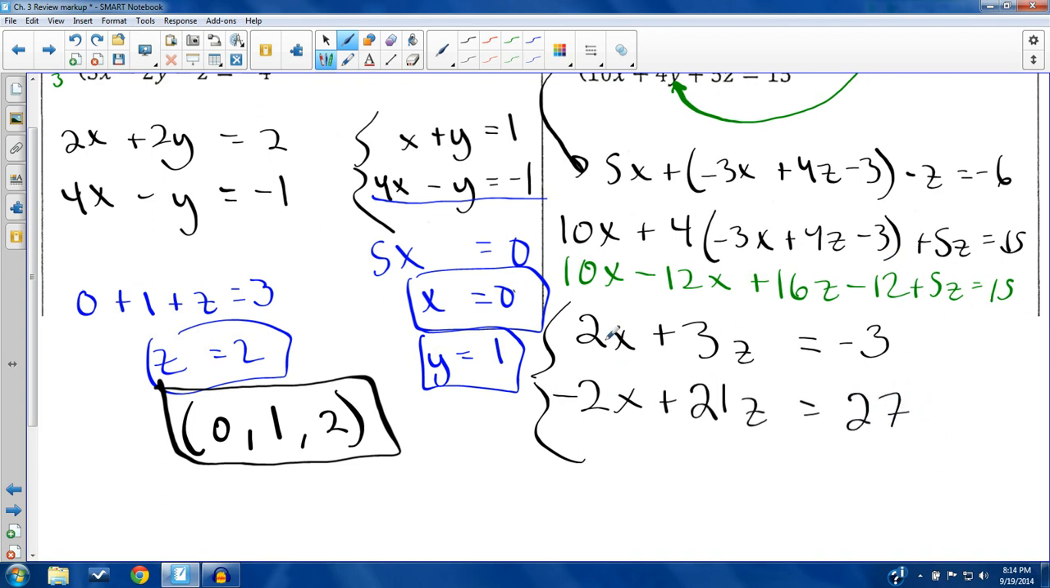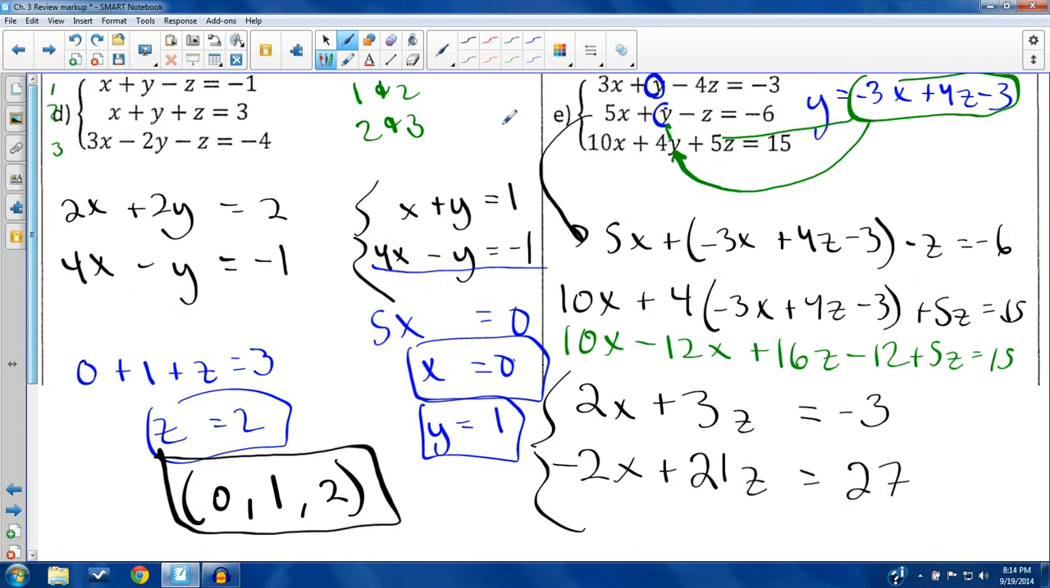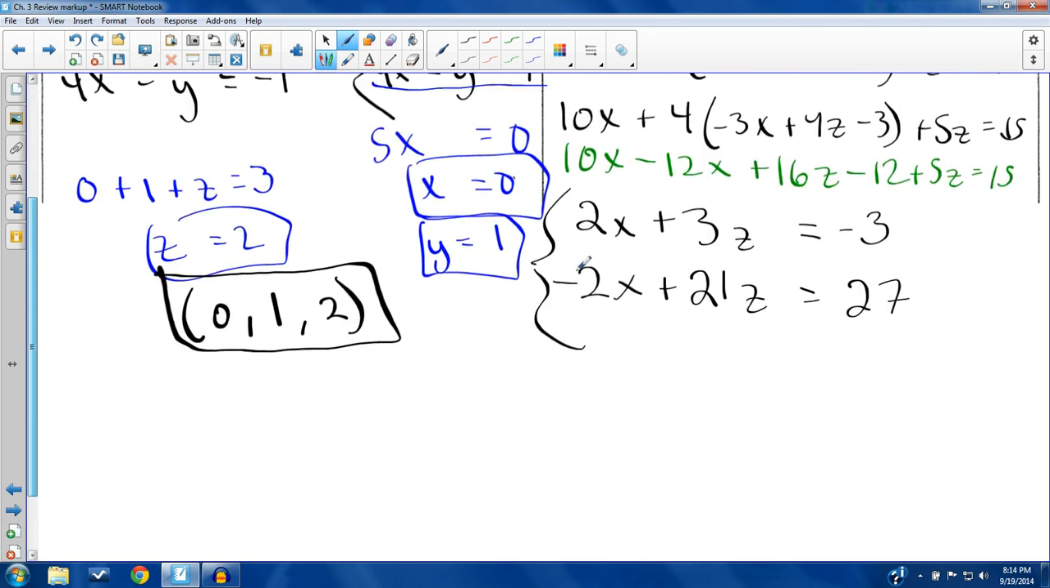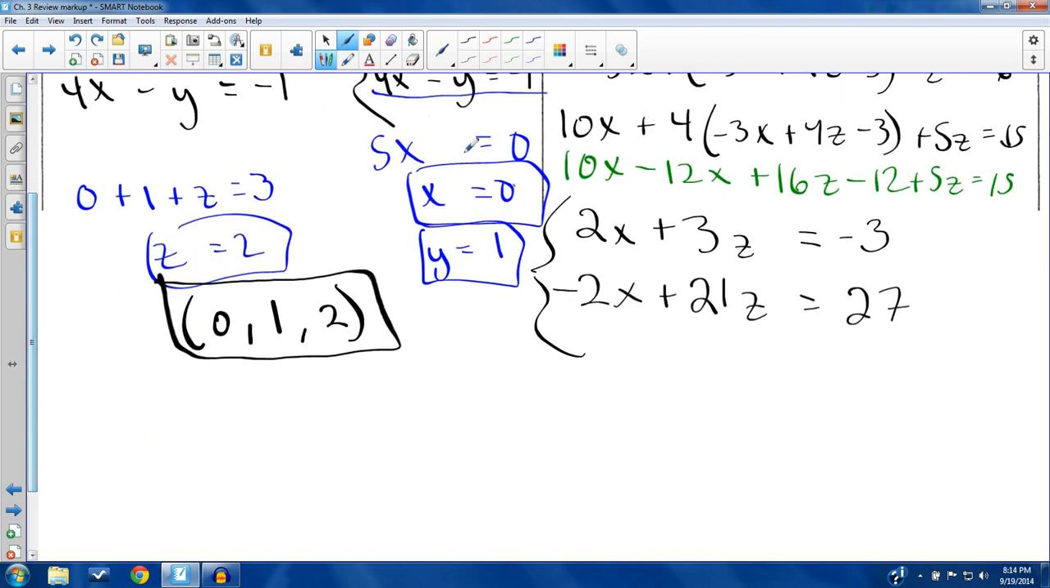Okay? I've created a system, two equations and two unknowns. I've eliminated y just by substituting values in for y. I have my system. I am going to use elimination. I really should have used substitution on that side. I'm sorry, but we've practiced substitution. I hope it was enough. When I add straight down, I'll get 24z equals 24.